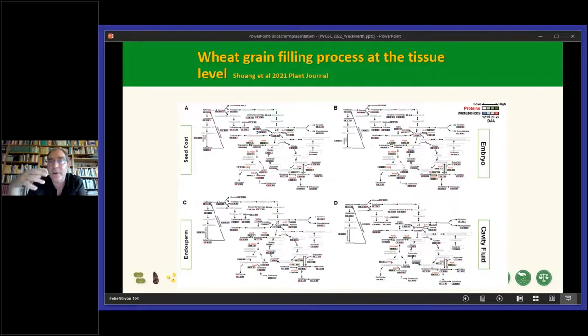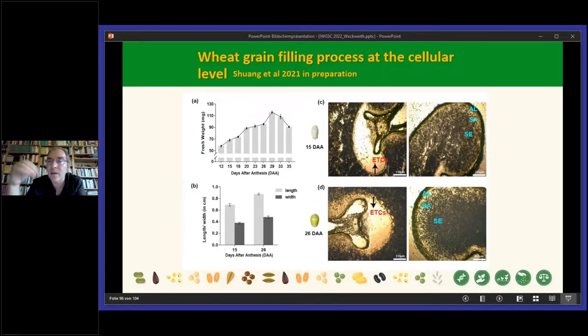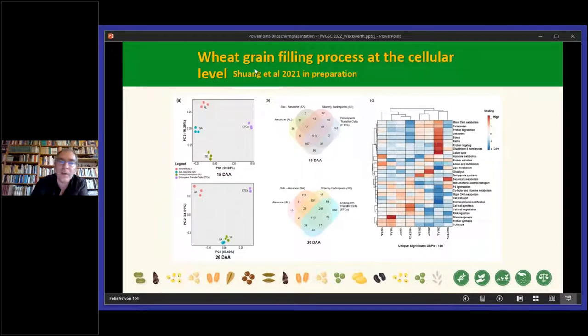And so we asked further questions, so we wanted to go more into detail on the cellular resolution. For this, we used a laser microdissection technology to sample specific cells from the aleurone, subaleurone, and starchy endosperm cells, and from the endosperm transfer cells. And based on this, we also had a nice separation on thousands of proteins now in these different cell type samples. In the early stages, 15 days after anthesis, they are well separated. In the later stages, interestingly, the subaleurone moves to the starchy endosperm cells, so more or less converts into this kind of cells, which makes also sense during the development into the mature form of the seed.